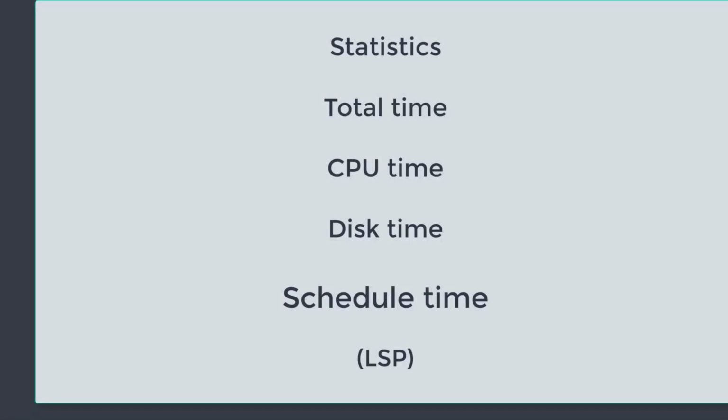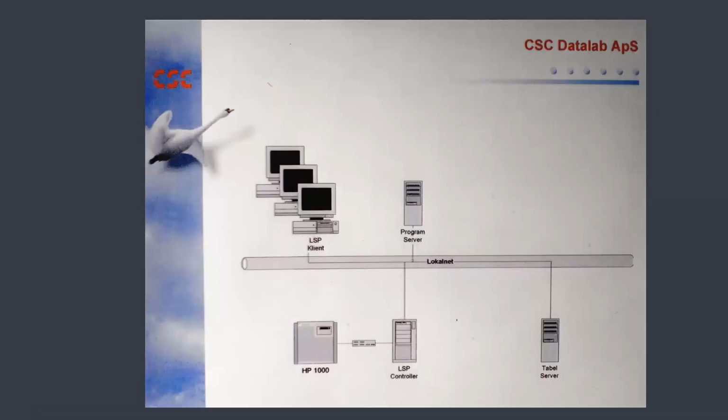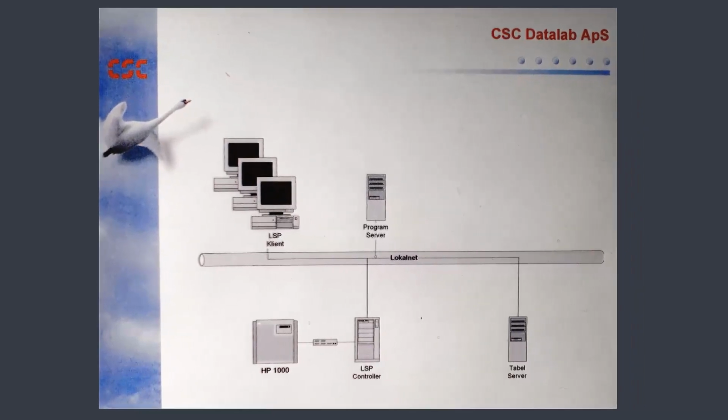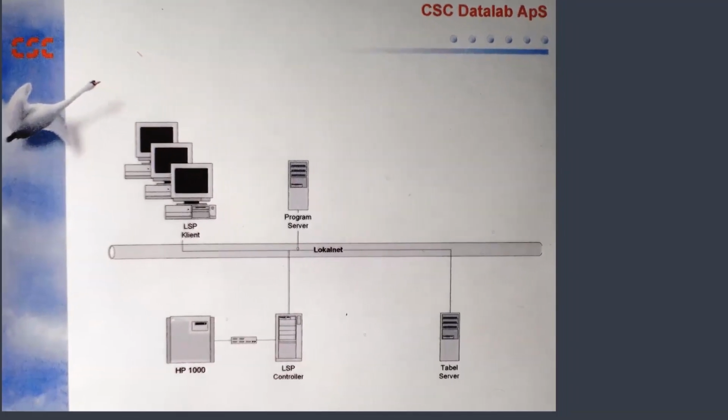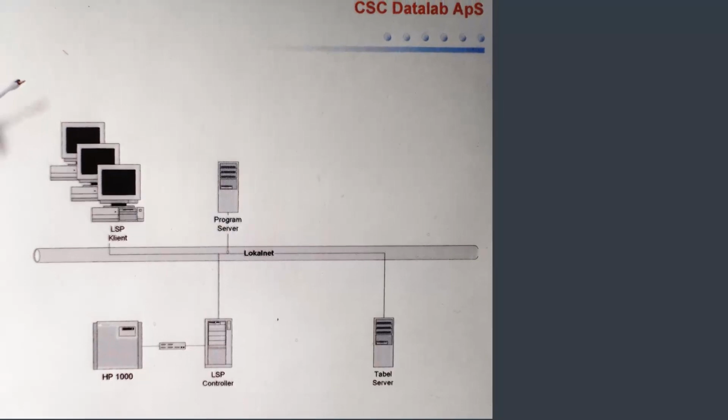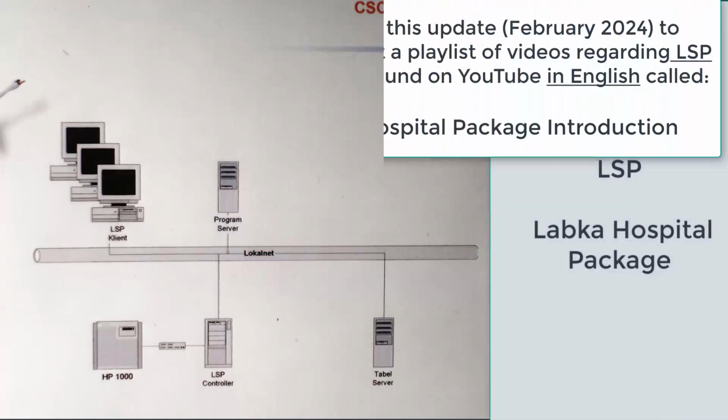First, a little about why and how this statistics project, which was mentioned earlier, started in '98, and a bit about LSP. See the picture. Around '94, we were looking at whether we could connect all the hospital's departments with PCs in the hospital with Labka on the HP 1000 system. That is, more than 1000 PCs to one HP 1000. We completed such a solution in '97. It came to be called the LSP Labka Hospital Package.